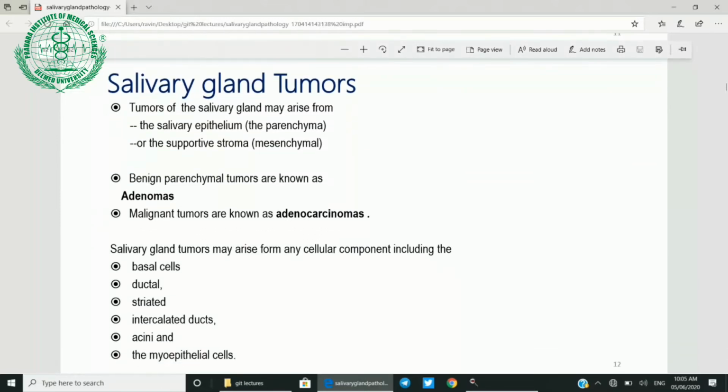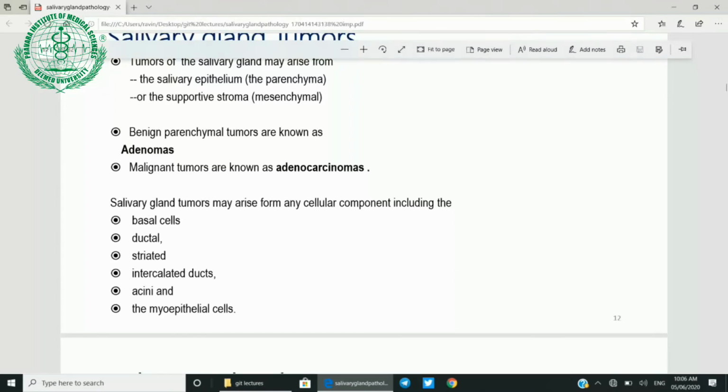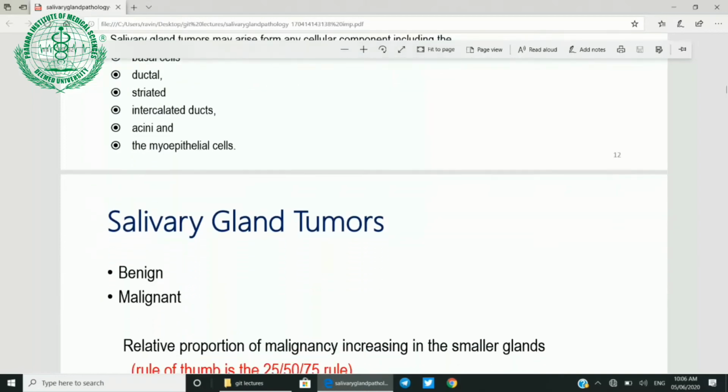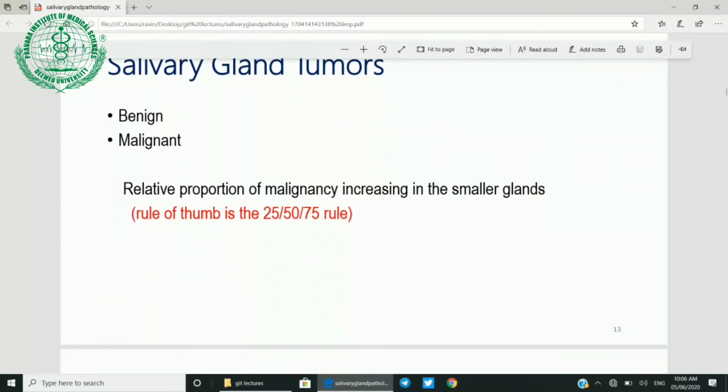When we talk of tumors, we have already seen that they may arise from the epithelial part, which is called parenchyma, or from the supportive stroma, the mesenchymal part, or a mixture of them. Benign parenchymal tumors arising from the salivary epithelium are called adenomas, and when malignancy occurs in these epithelial cells, we call it adenocarcinoma. They may arise from basal cells, ductal cells, striated ducts, acini and so on.